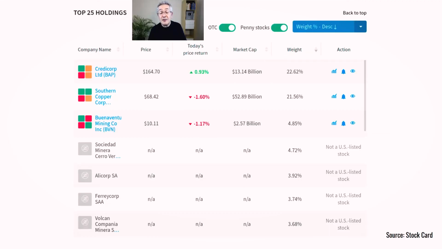Now, what's the reason behind that? Well, if we drill down into the description of that fund on Stock Card, you can see that the largest exposure, the largest holdings for the fund, are in two companies. One of them's Credit Corp and the other one's Southern Copper. Now, Peru's a big copper exporter, and so if the price of copper goes up, that's going to be good for this stock. And because this stock is about a fifth of the actual index for the country, that also means that you'd expect this Peruvian index and the Peruvian tracker to go up in value.